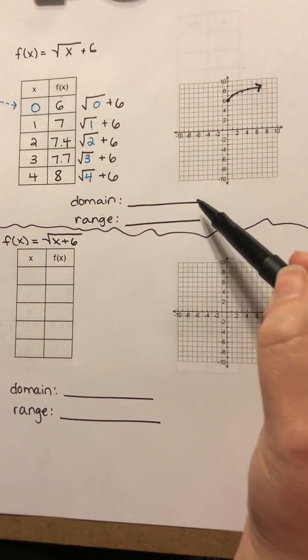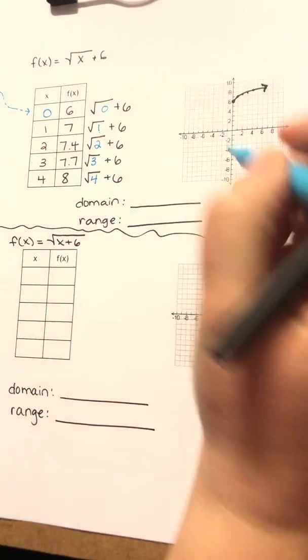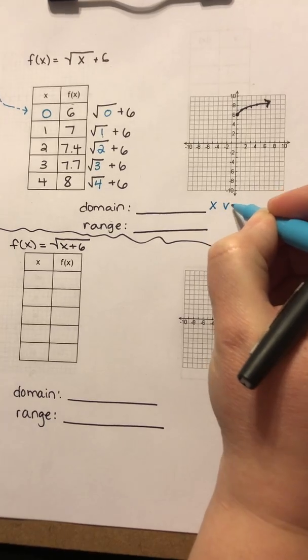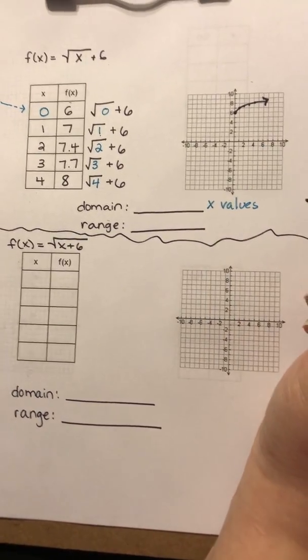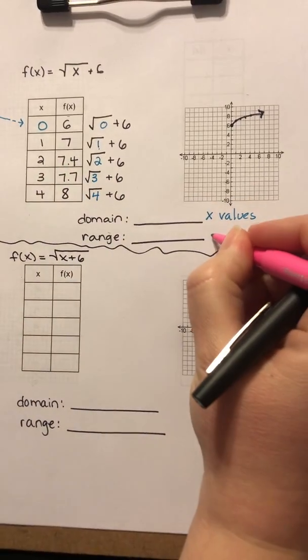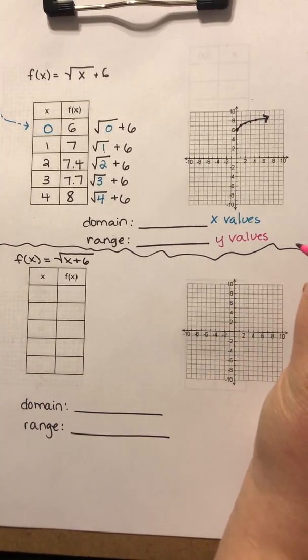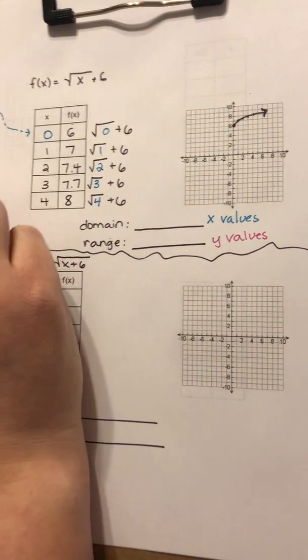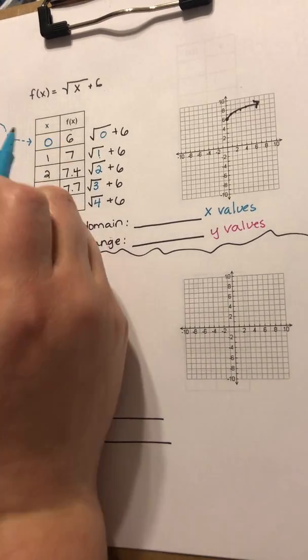So that leads us to talking about the domain and the range. Remember that the domain always talks about your x values. What possible x values can you have for your function? And then your range is your corresponding y values. Okay? So if we're looking at this graph, we can get this information from our xy table.